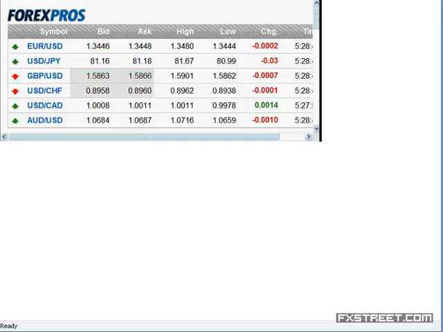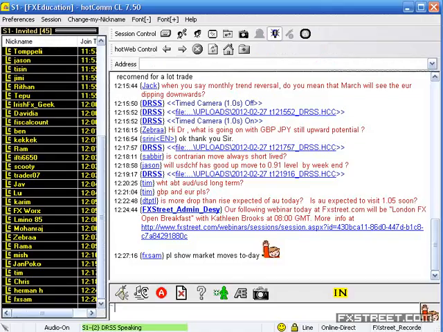Then Jack, when you say monthly trend reversal, do you mean that March will see the euro dipping downwards? No, trend reversal does not mean the opposite of what happened in February has to happen. Trend reversal time is expected to create uncertainty with regard to the trend. They are expected to make an upward move as if they are continuing the trend and suddenly drop. And the traders will think that support is being breached and the market could fall further. That is how they will create that impression and then continue the rise.